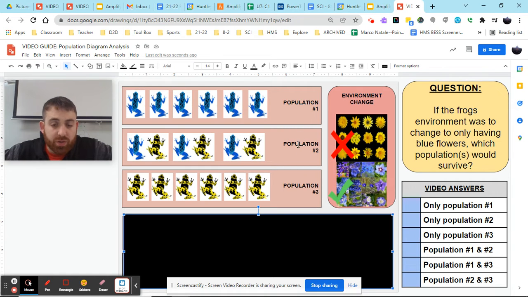Next, if we look at our two populations left, 1 and 2, even though population 2 does have yellow frogs, those yellow frogs may not survive, but their blue frogs might. So the answer here is population 1 and 2. Did you get the answer right? Congratulations. If not, let's take a look at the key concepts that help us figure that out.